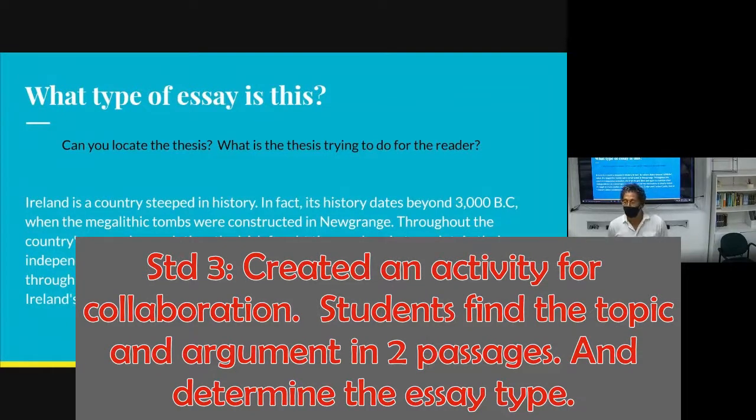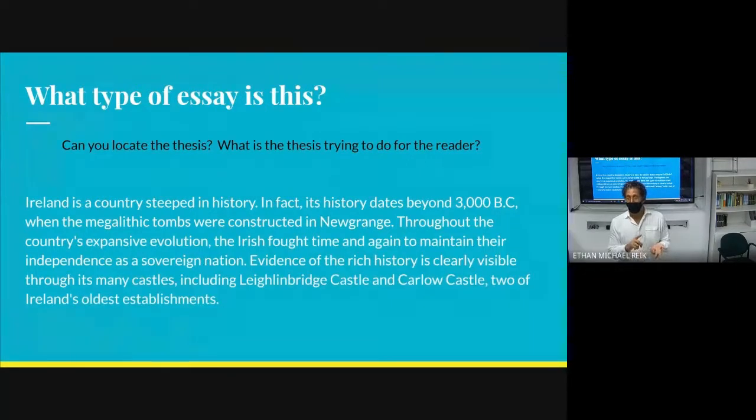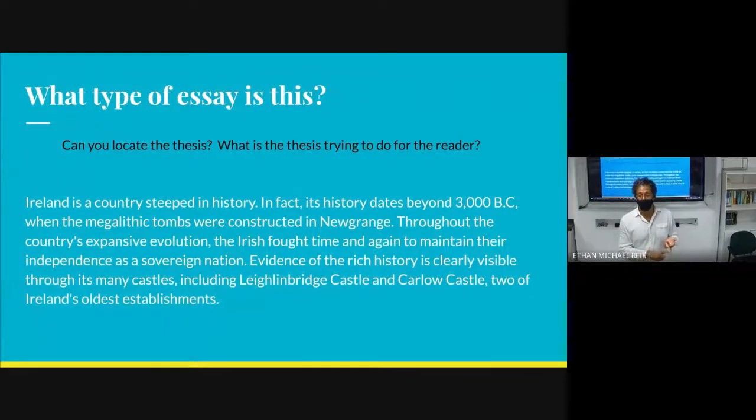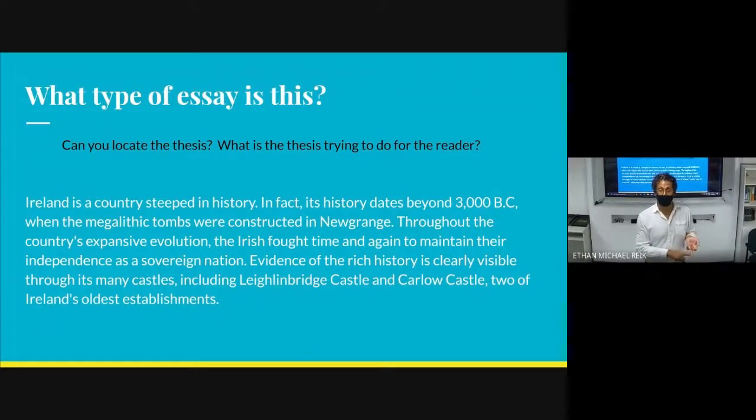And they'll have how many minutes? You'll have about 6 minutes. So that's locate the topic, locate the argument, and say what type of essay it is, if it's persuasive, expository, or narrative.